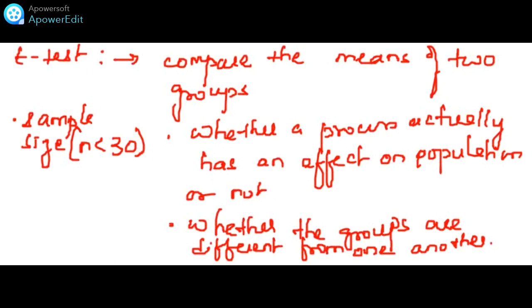The next test is the F-test. F-test was already discussed, but I would like to say some key points again. The F-test uses two sample variances, S1 and S2, and the formula is S1 square by S2 square. S stands for variance.